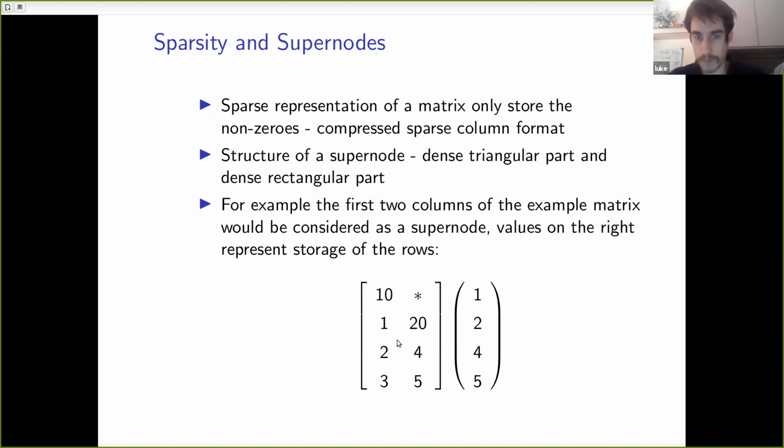So yeah, this is an example. This is a 2 by 2 triangular part because it's got 2 columns, and this is the rectangular off diagonal part. In the compressed sparse column format, these are the column indices, the row indices. And because this is the first supernode, the pointer would be 1, pointing to the start of the supernode, and the values would be 10, 1, 2, 3, 24, 5, and so on, right? Note that the third row wasn't stored because it's just zeros, the structural zeros.